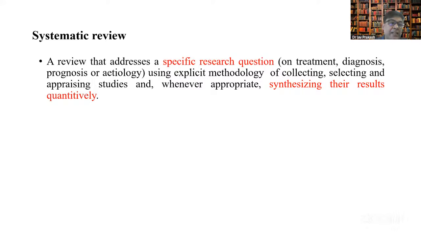So now the basic concept, as the name indicates, systematic. What does it mean, systematic? That all the things are in a specified, predefined form. So a systematic review addresses a specific research question, whether it is based on treatment, diagnosis, prognosis, or any cause. How? By using explicit methodology, by a pre-registered protocol, by collecting, selecting, and appraising previously published studies. When you feel that now my protocol is appropriate, how we have to proceed, we already have a predefined protocol. So finally, you are synthesizing their results.